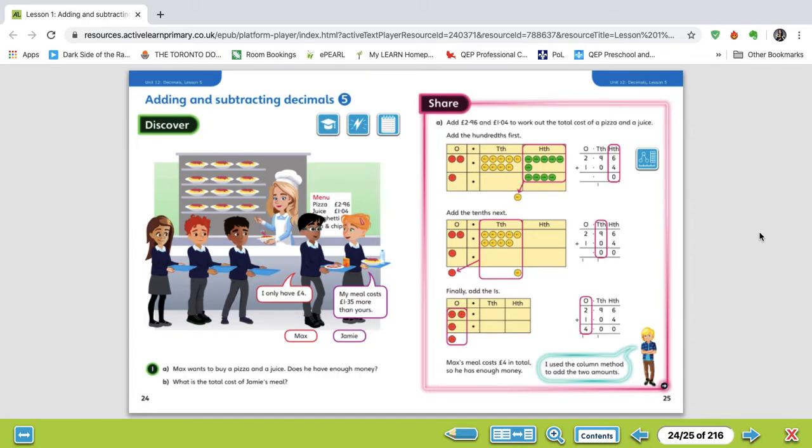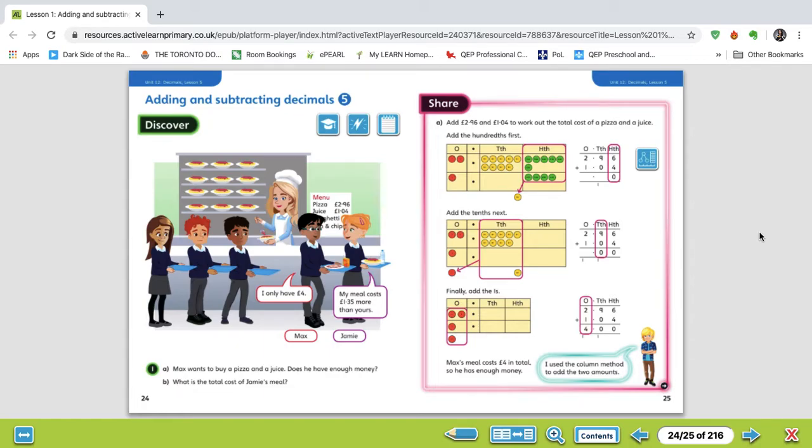Max says that he only has £4, and Jamie's talking about how his is £1.35 more than Max's. Okay, so behind them we can see that there's a menu which tells us how much pizza and juice are, but not the price of anything else. So we might have to figure that one out.